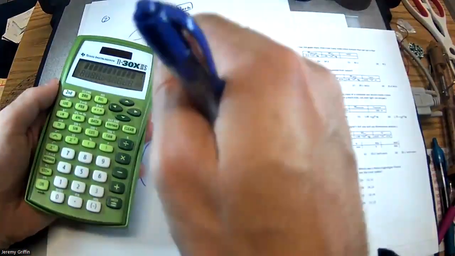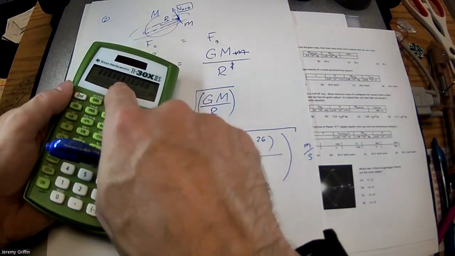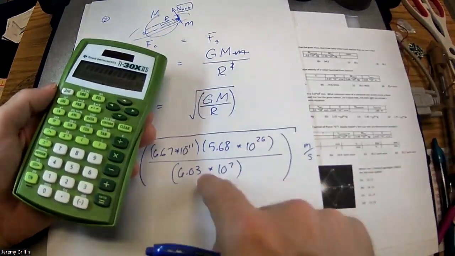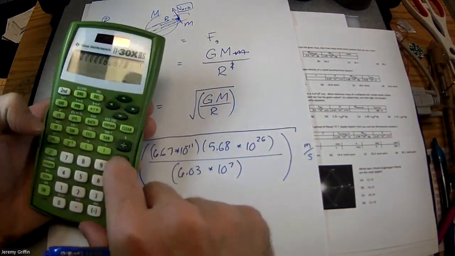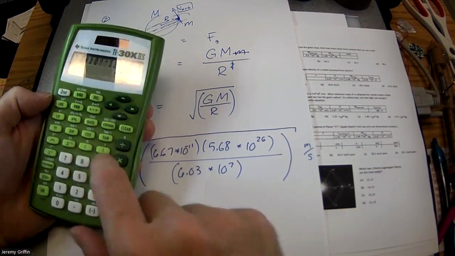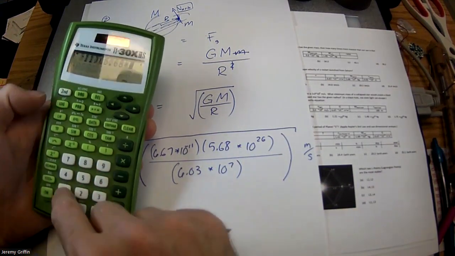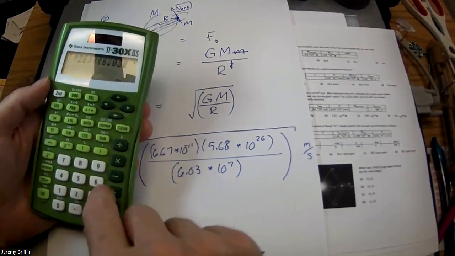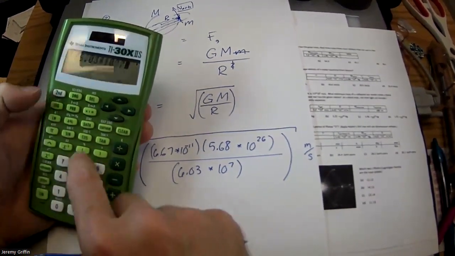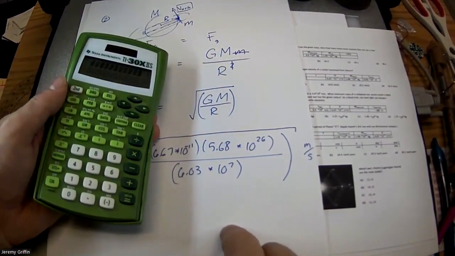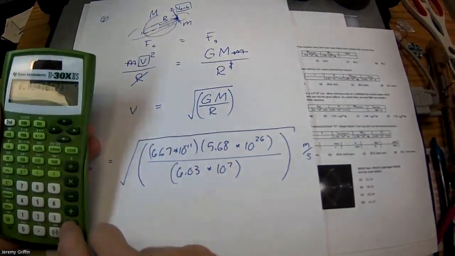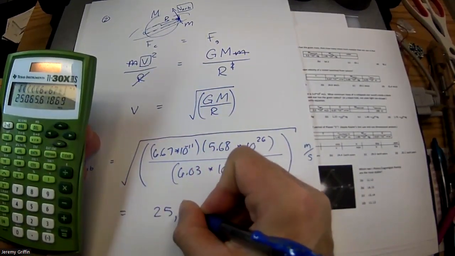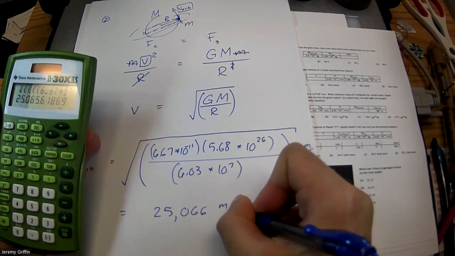So to avoid closing the square root too early, I can just open up a ridiculous number of parentheses. This is just a little calculator trick with this model. Then for sure, everything's going to be square rooted. So it's going to go 6.67 times 10 to the negative 11, close, open, 5.68 times 10 to the 26, close, divide by, open, 6.03 times 10 to the 7. And this comes out to, ooh, that is a big orbital speed. It's like 25,000 some meters per second.